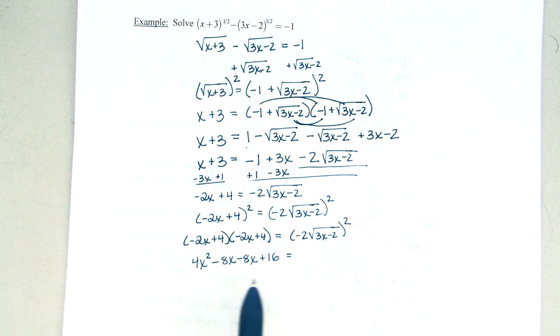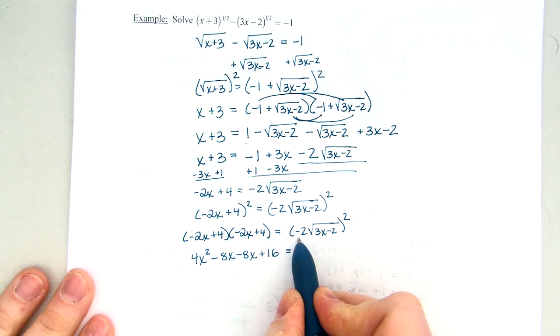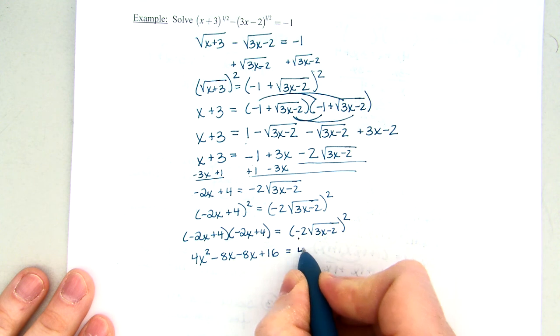(4x squared minus 8x plus 16, which we'll simplify in a moment. As for the right, I do not have to FOIL because it's not really a sum that you're squaring, it's a product. And that means we can square the first part, square the second part, multiply those together. Negative 2 squared gives me 4.